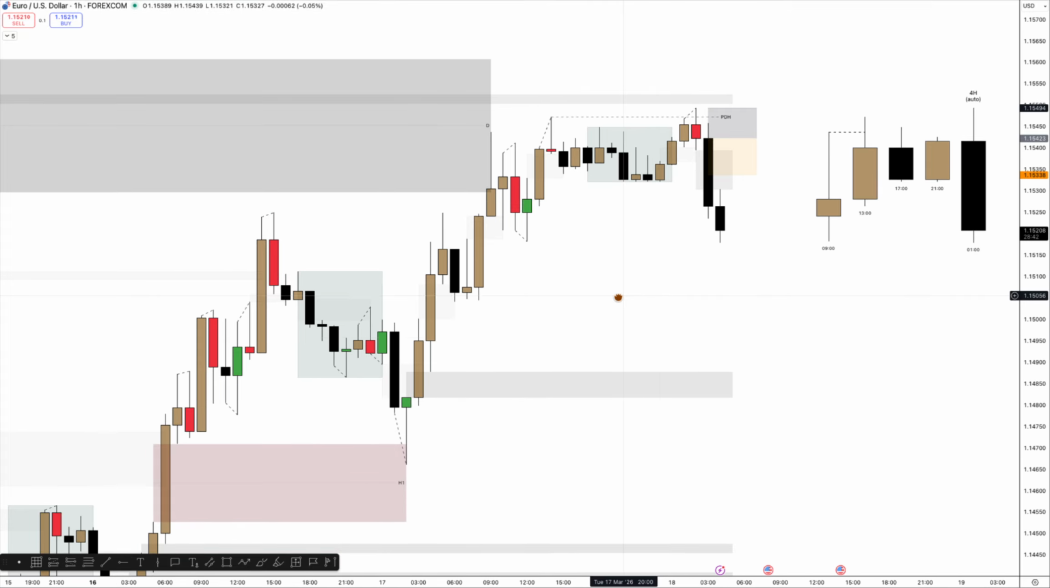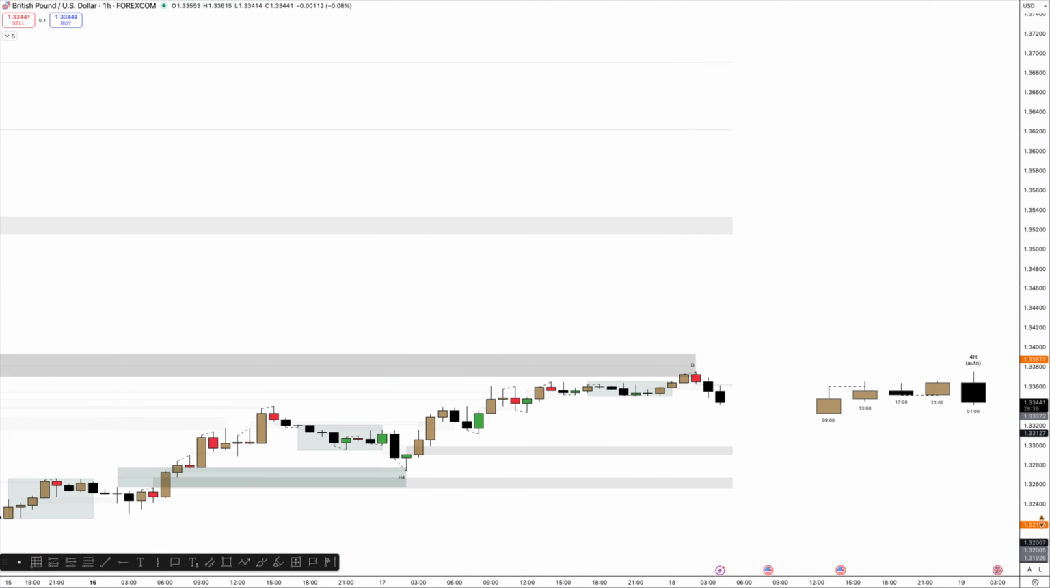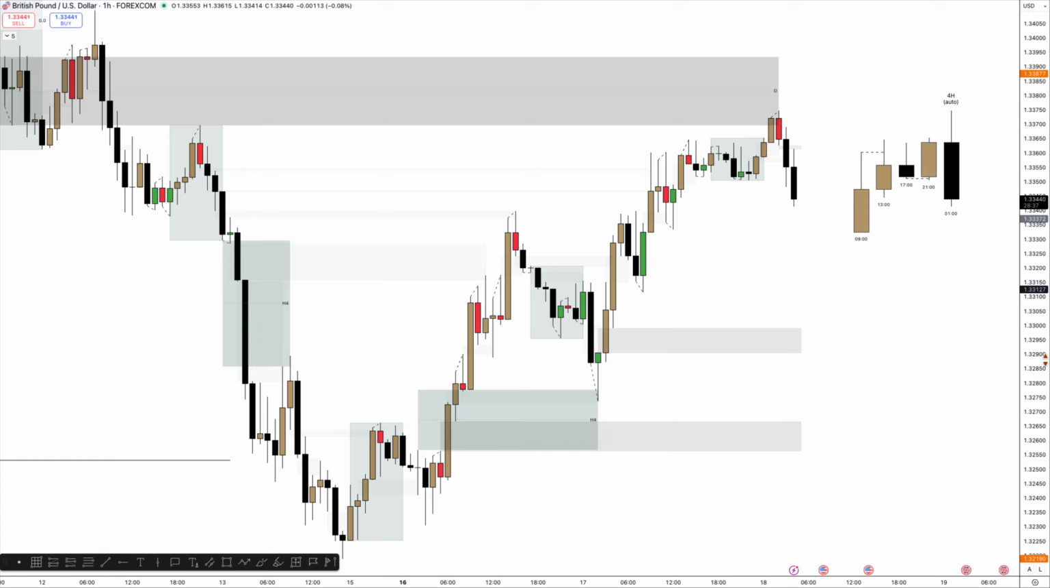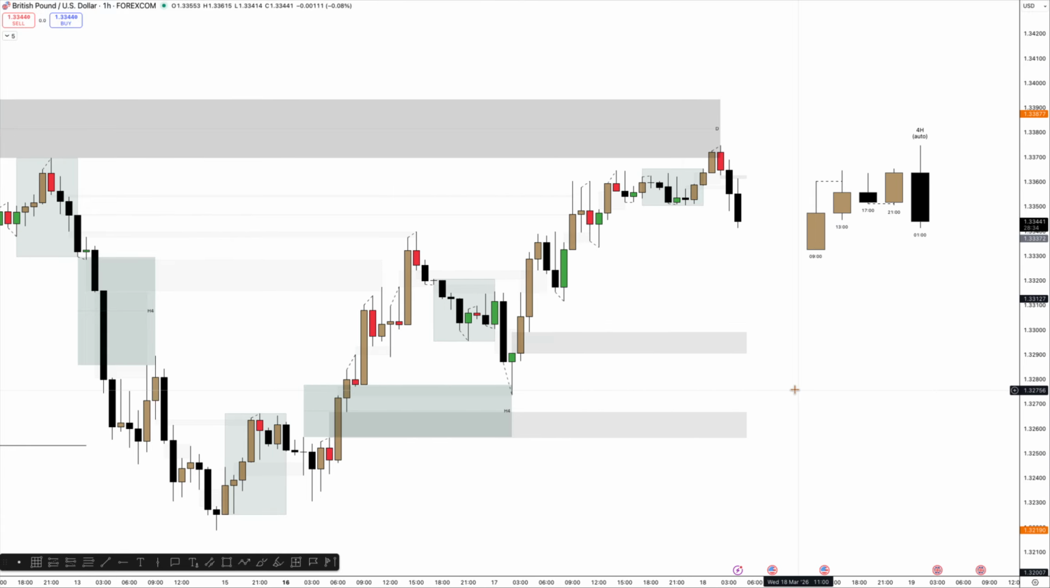And if we look at this chart on GU from yesterday, what we've seen, previous day's open closed bullish. What are we doing?